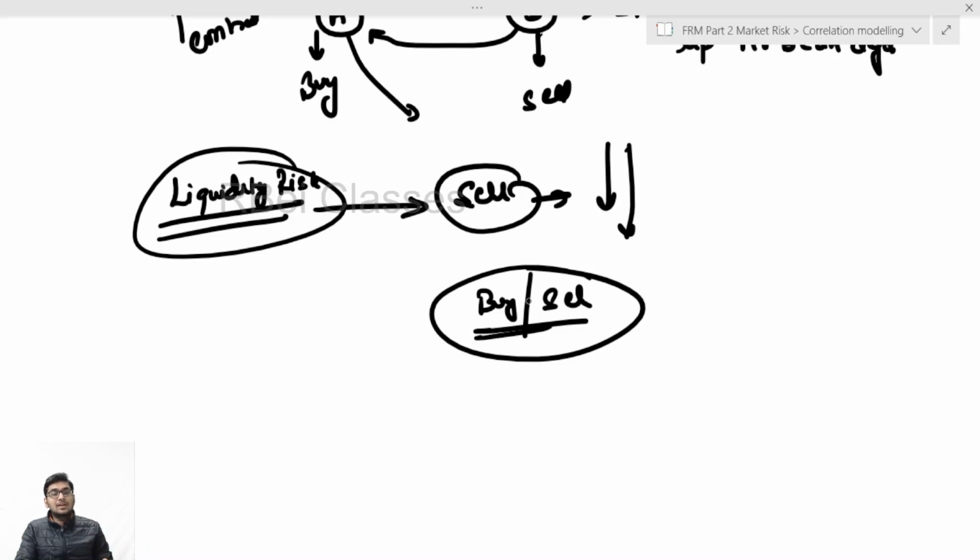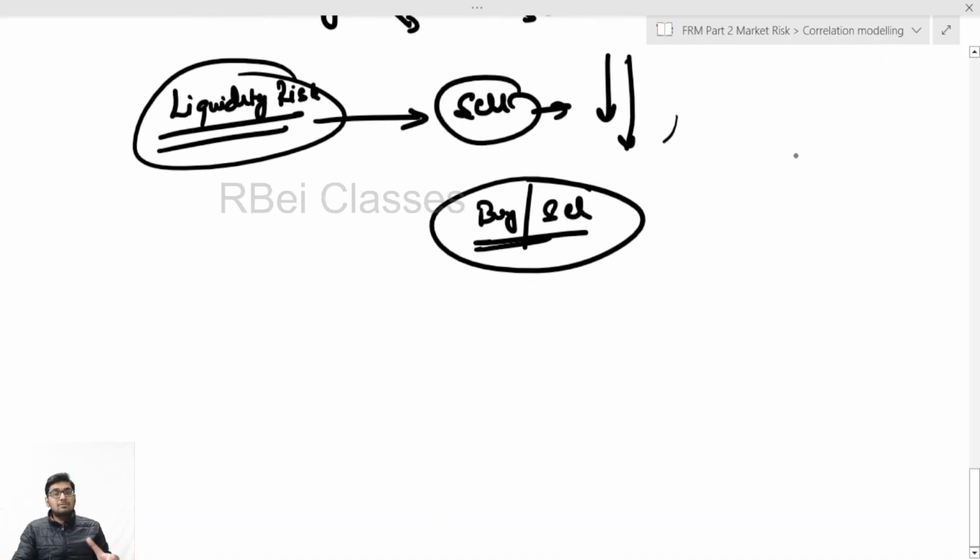COVID crisis, the market is crashing down. Who will take the risk to buy at that point of time? That's why the market is crashing by 10%. I have seen a crash of approximately 30% or 25% in a single day because everyone was selling and no one was buying. So when you want to sell, no one is ready to buy, or when you want to buy, no one is ready to sell. We call this liquidity risk, which is coming from the market.